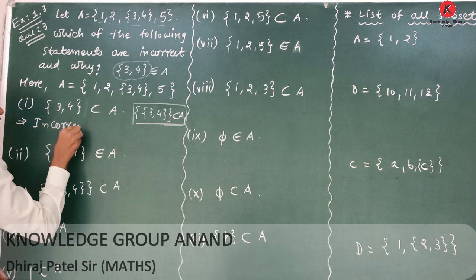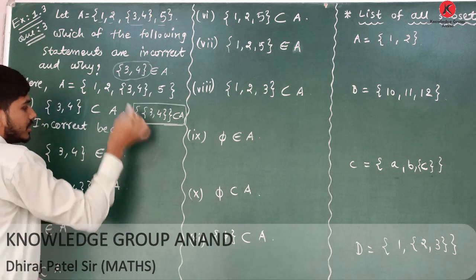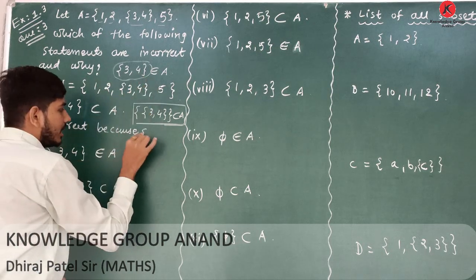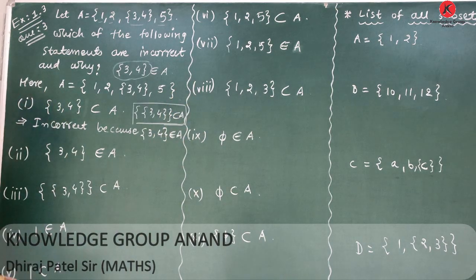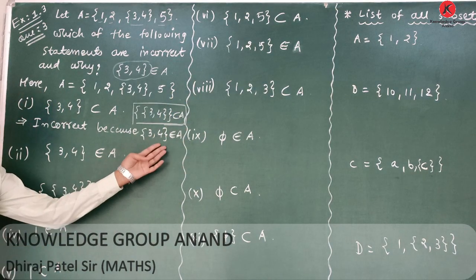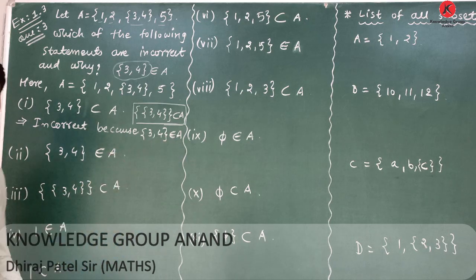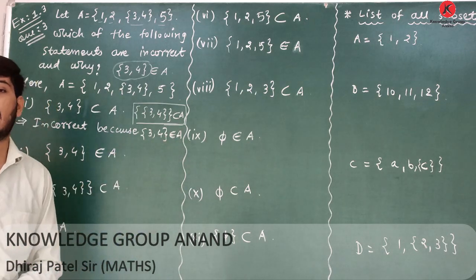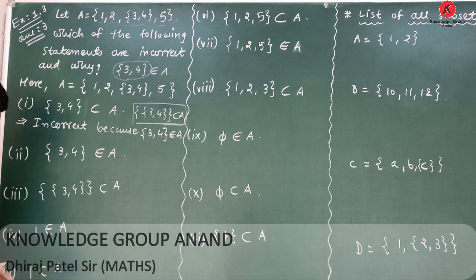This statement is incorrect because, the reason is, we have to give the reason. Reason is {3, 4} belongs to A because it is an element of set A. If you have to write this in statement form, you can write {3, 4} is the element of set A. Okay, or you can use the symbol and write it in short form. Now the second one, {3, 4} belongs to A.